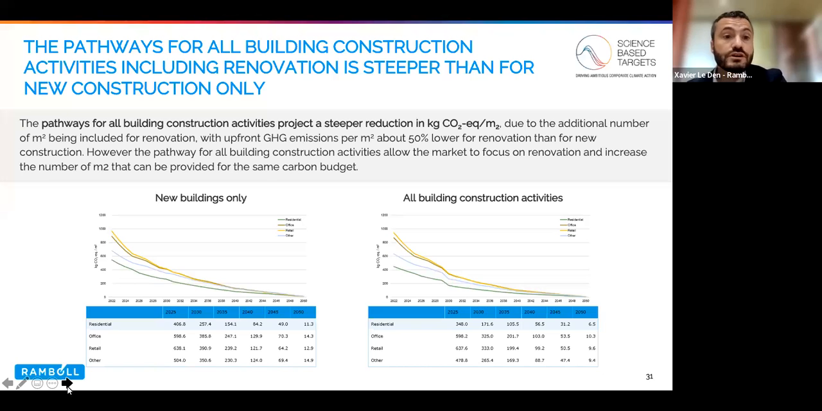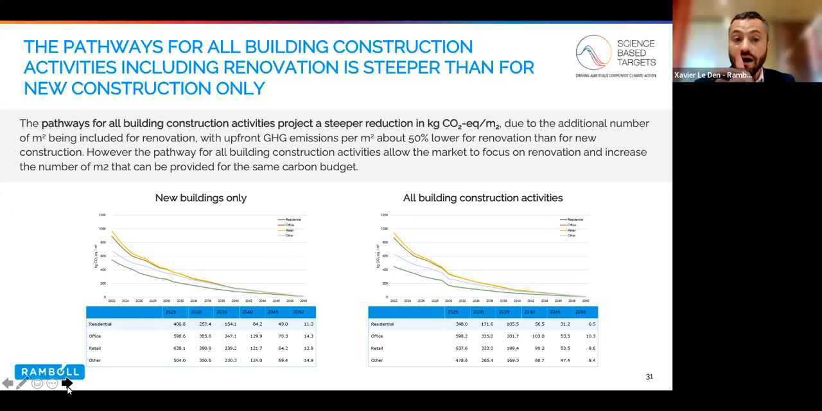The pathway for all building construction activities, including renovation, is steeper than new construction only. So here we compare a pathway that includes both new buildings and renovation to a pathway that is focusing on new buildings only, and that is our reference pathway. What we see here is that the pathway for all building construction activities projects a steeper reduction in kilograms CO2 equivalent per square meter, and that is due to the additional number of square meters being included for renovation, with upfront GHG emission per square meter about 50% lower for renovation than for new construction. So it's steeper because you have more square meters for a lower amount of carbon, if you like, allocated on average per square meter.